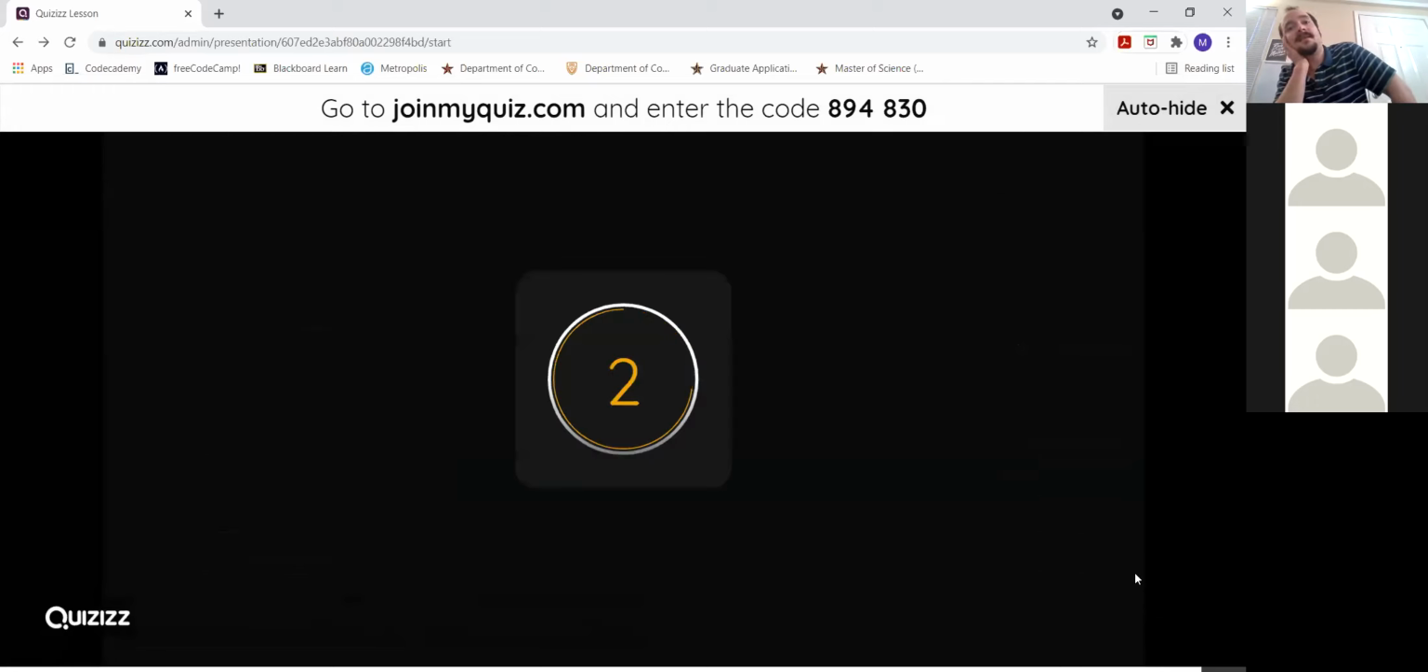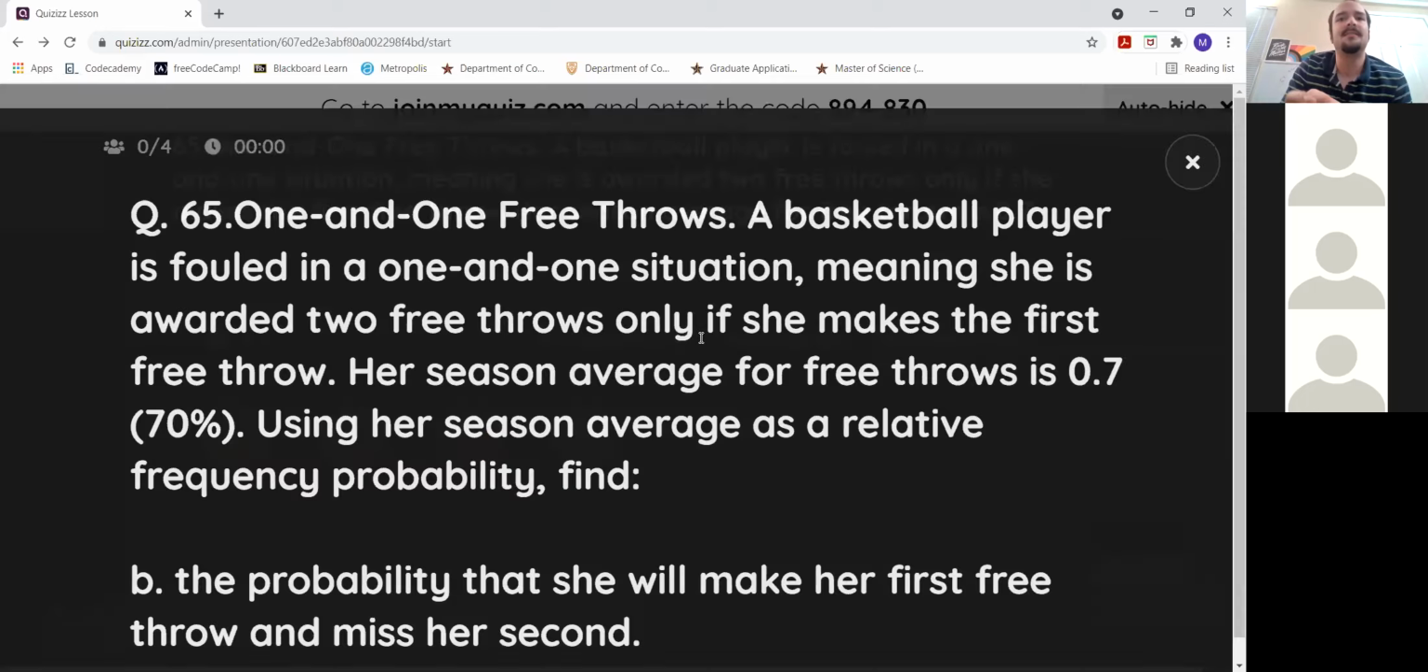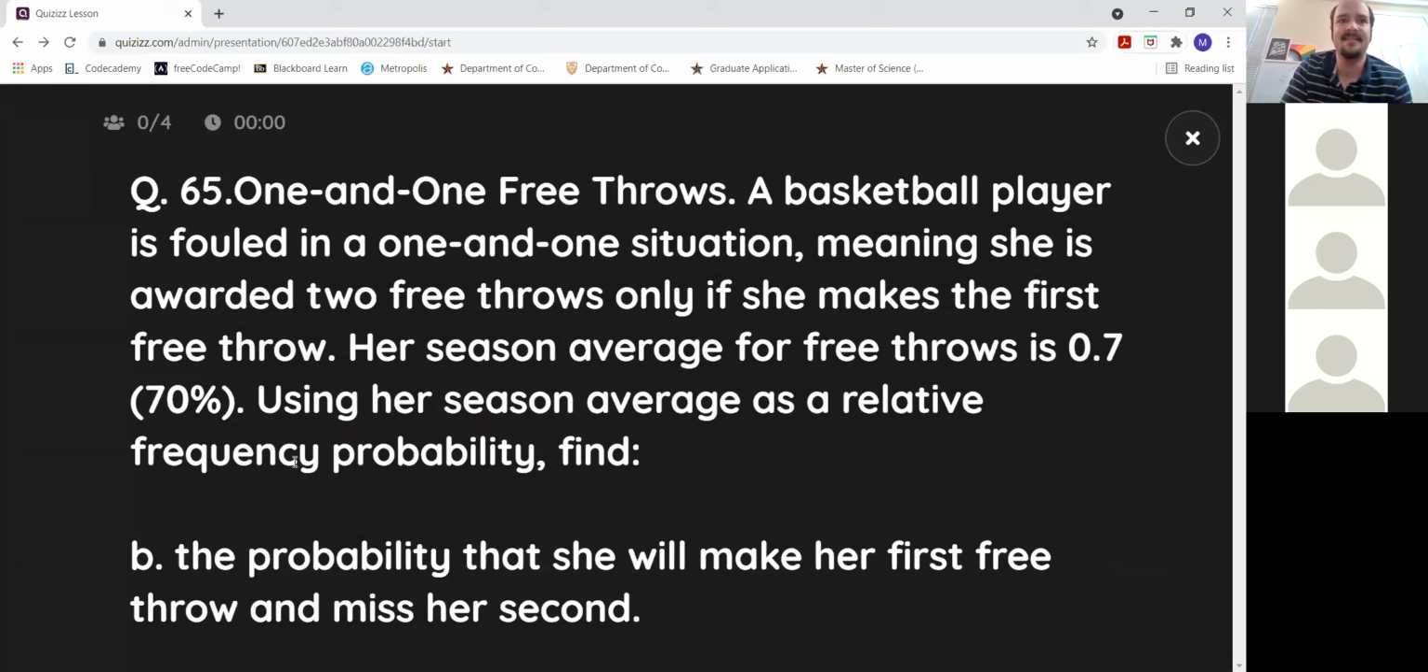But yeah, it should add up to 1. So if there's a 70% chance she's going to make it, there's a 30% chance she will not make it. And so now I think we're doing multiple baskets. The probability that she will make her first free throw and miss her second.